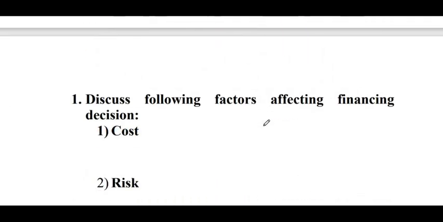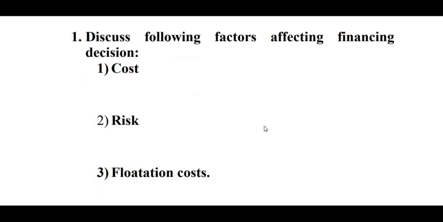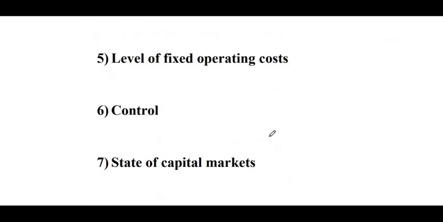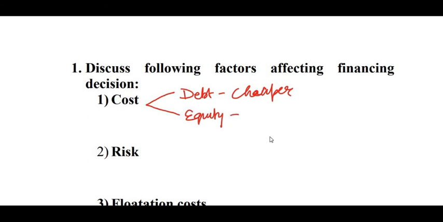Now let us discuss these factors. So we have done factors affecting financing decision. So there are total 7 factors which we did. So let us discuss them very briefly. So if you go for cost, you know that debt is cheaper, whereas equity is costly. So obviously finance manager will choose something which is cheaper. So debt will be preferred.